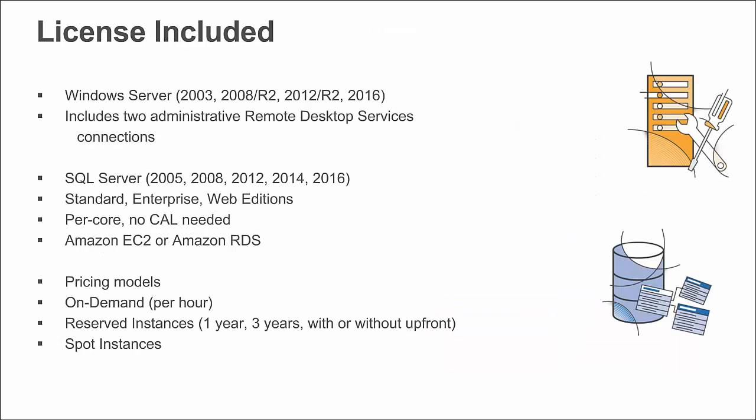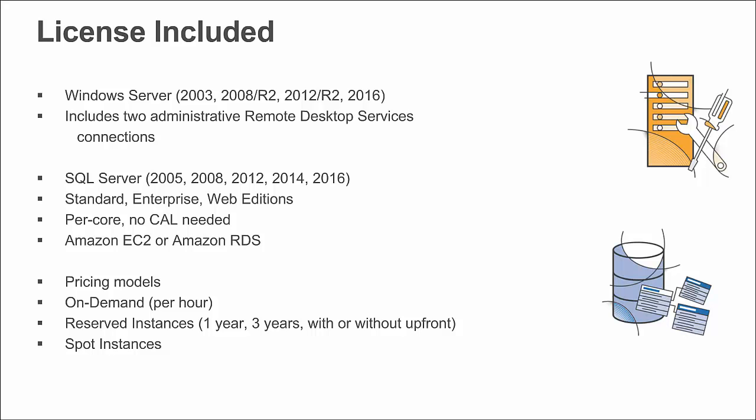So as I mentioned, we've got a lot of different flavors of Windows Server available through license included. It does come with 2 remote desktop services instances for administration and management. If you need additional remote desktop services client access licenses, AWS does not resell those, but you have the ability to bring those into AWS. As I mentioned, we have SQL Server 2005 all the way up to 2016. This is all per core licensing. No client access licenses are needed.